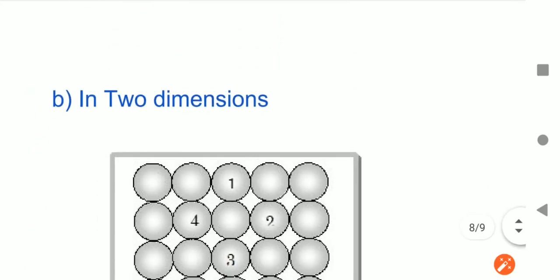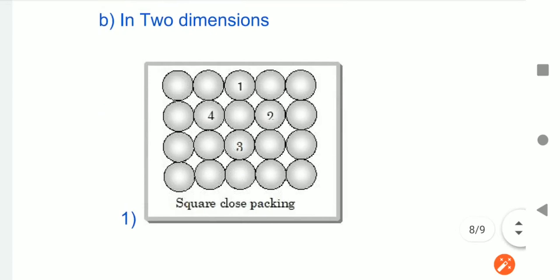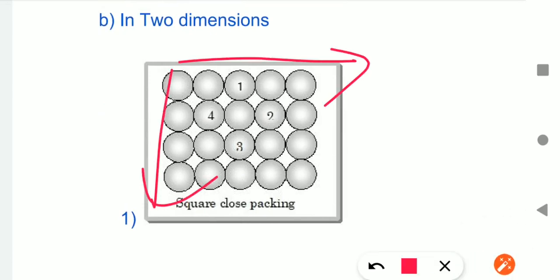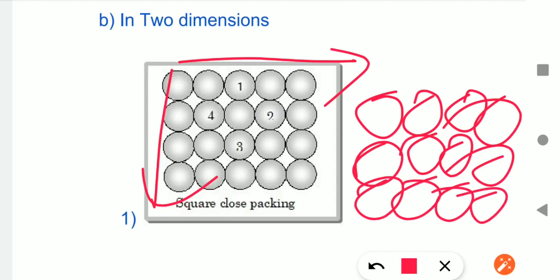Now two dimension. In two dimension we use two axes, x and y. Here this is the x axis and this is the y axis. One layer is this, and we place another layer just below the first layer, so we get this type of pattern. This type of packing is also known as square close packing in two dimension.